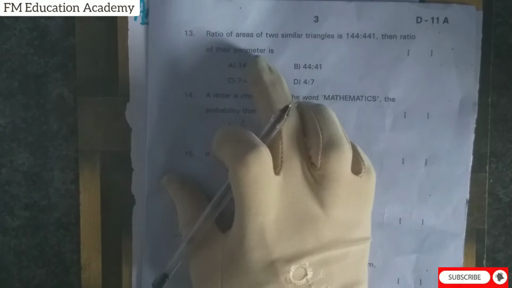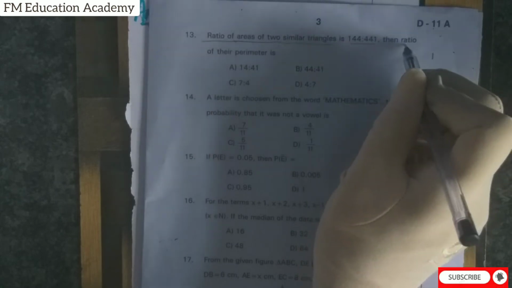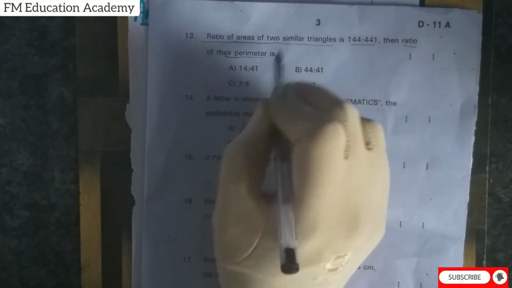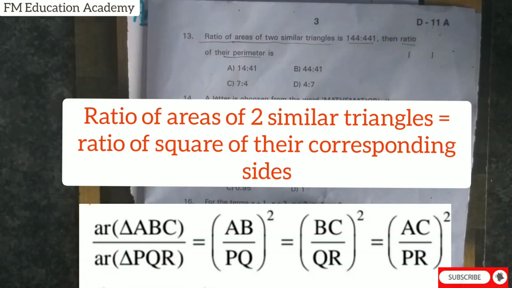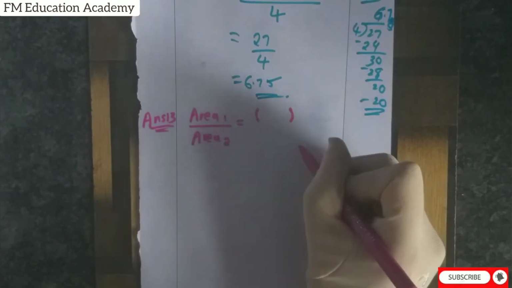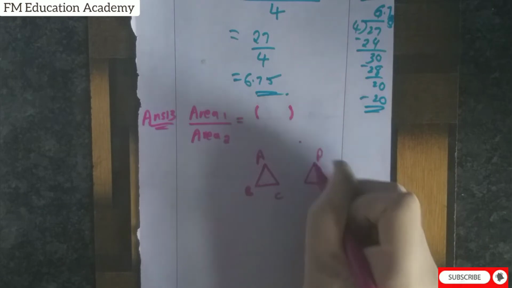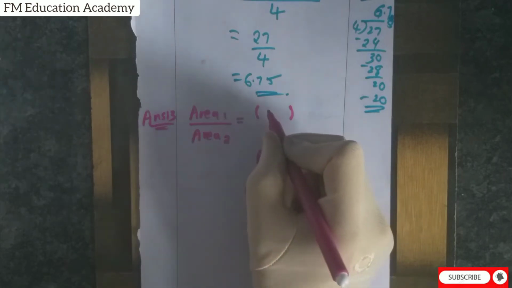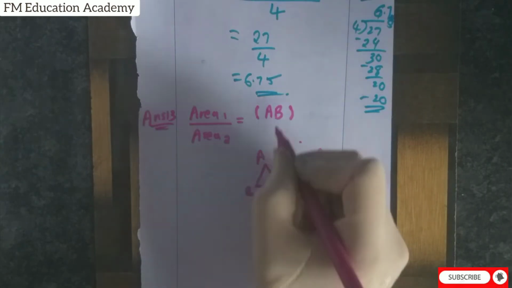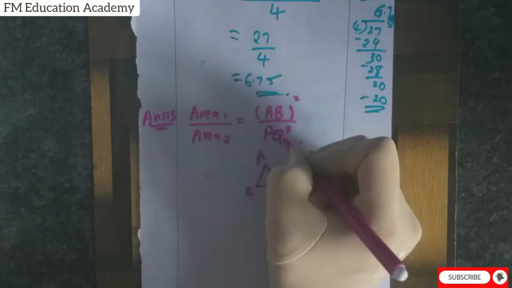13th question is, the ratio of areas of 2 similar triangles is given as 144 is to 441. Then it is asking me the ratio of their perimeters. This is given by theorems. We know in similar triangles we have 2 theorems. One theorem states that the ratio of areas of 2 similar triangles is equal to the square of the ratio of their corresponding sides. So suppose there are 2 triangles, ABC and PQR. Then the ratio of the areas of 2 similar triangles is equal to the square of the ratio of the corresponding sides. Let us suppose here the corresponding side is AB and here the corresponding side is PQ.